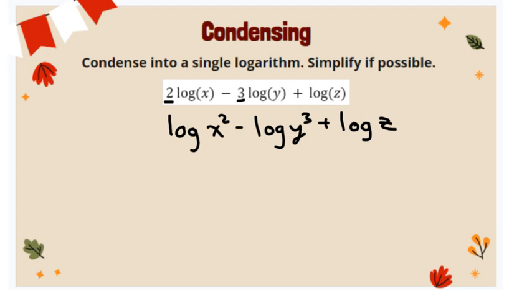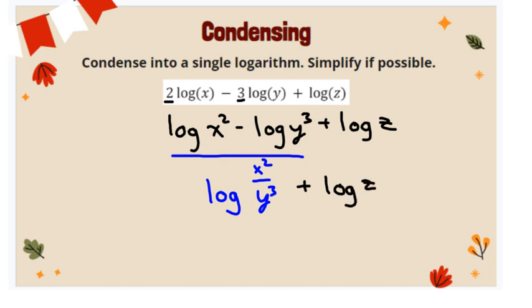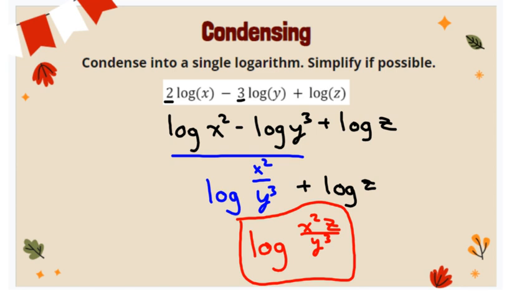Now, my next step is to combine these two things to make it a log of x squared over y cubed. And then we obviously still need to bring along the log of z. Now, I can condense these two different logs because they're adding. We're going to multiply the two arguments inside, and our final answer will be log of x squared z on top, and the bottom will have y cubed. So that's my condensed form of those 3 terms, which truly meets the definition of condensed.